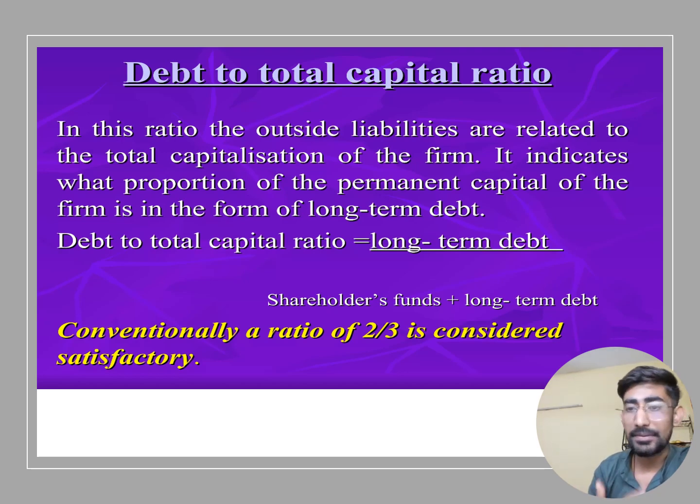That means debentures, long-term loans and bonds, right? While the shareholders fund, we have discussed it, and the long-term debt is long-term debt. So conventionally, a ratio of 2:3 is considered satisfactory. That means if a company has a ratio of 2:3 in debt to total capitalization, that means it is satisfactory for the company. That means if the company is depending 2/3 on its debt, then it is good for the company.